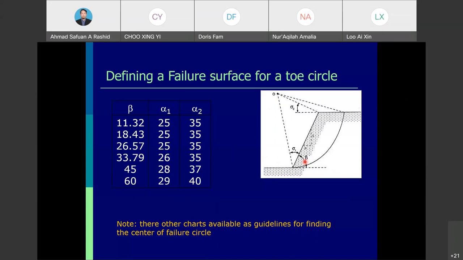Then we need to use... Hello, Rin. You raise your hand, Rin.